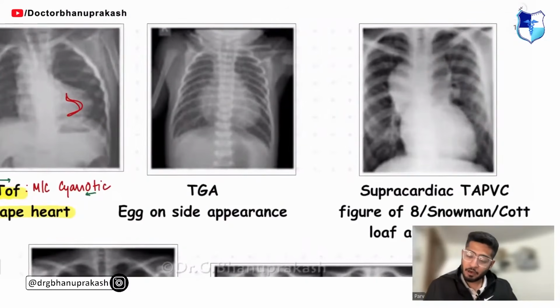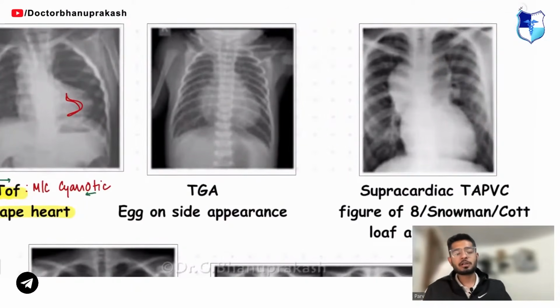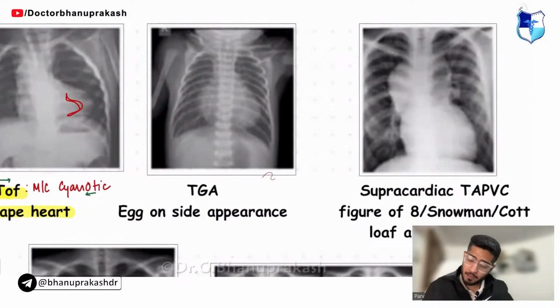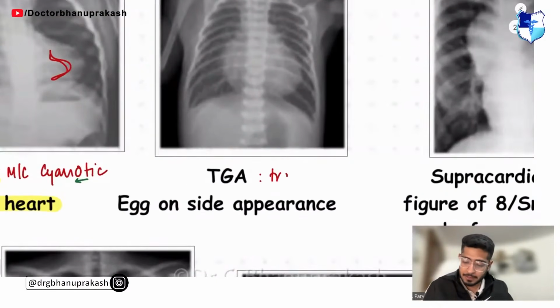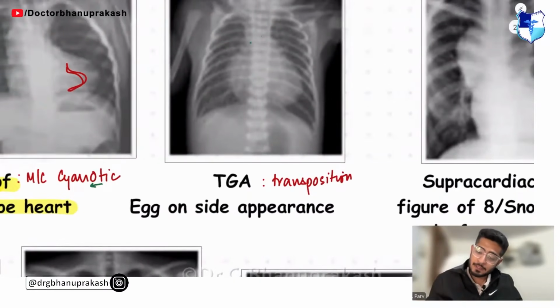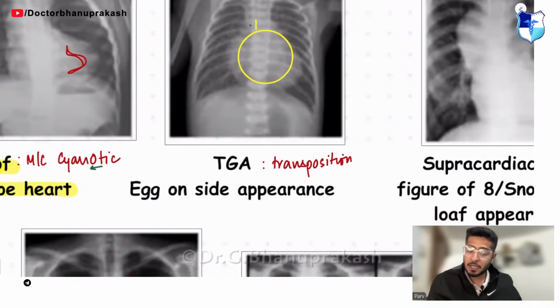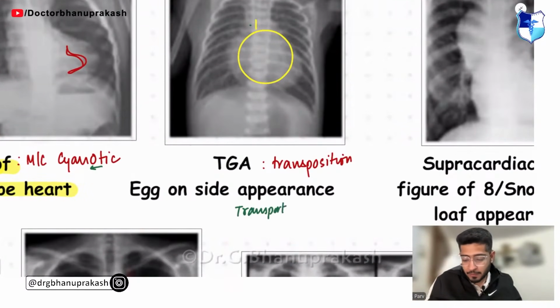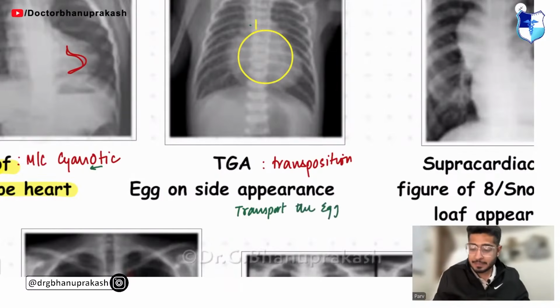Next is going to be egg on string appearance. Egg on string appearance is seen in transposition of great arteries. Very simple, understand. Egg, so this is actually an egg. This is an egg on string appearance in transposition. So just remember, we are supposed to transport the egg. So, transposition.